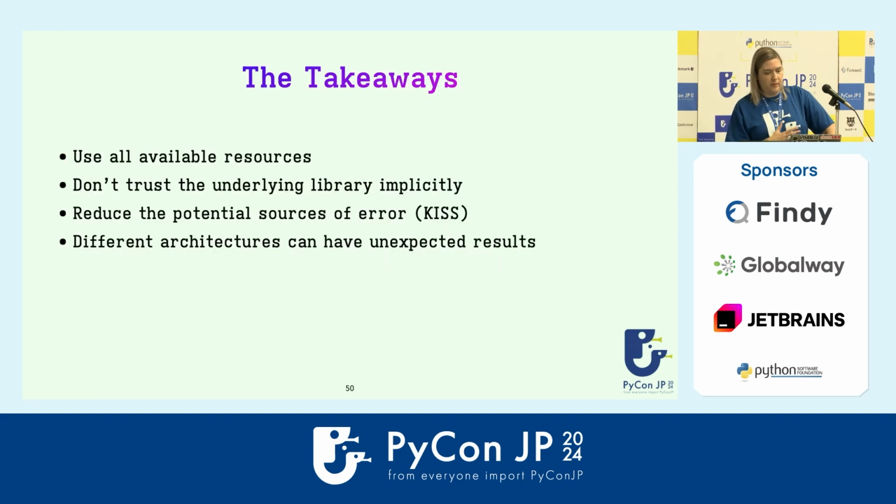So the real takeaway from this was use all the available resources. So look at GitHub for other examples, especially with Cython, because there aren't as many sample projects. Don't trust the underlying library that it's going to be error-free. Reduce the potential sources of errors, so keep it simple, stupid. And then different architectures can have unexpected results, but I think what was really important from this was that it wasn't just a Windows error. One of the problems was just a Windows error, but there were other issues that were persistent across all architectures, but only Windows flagged it.